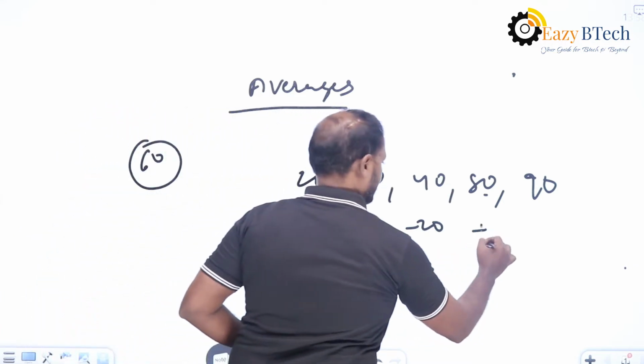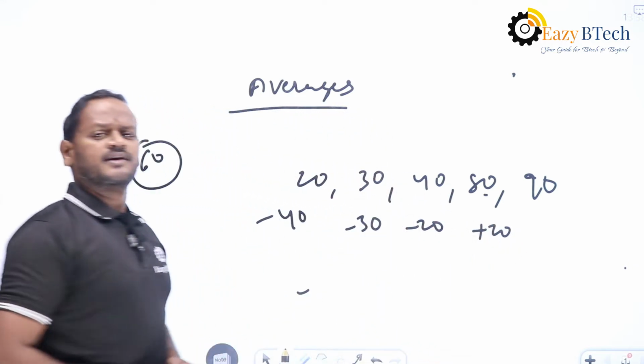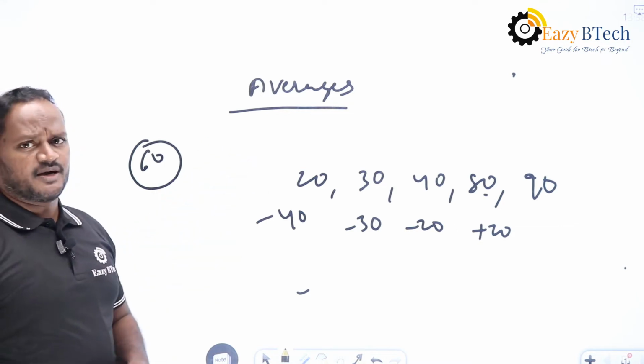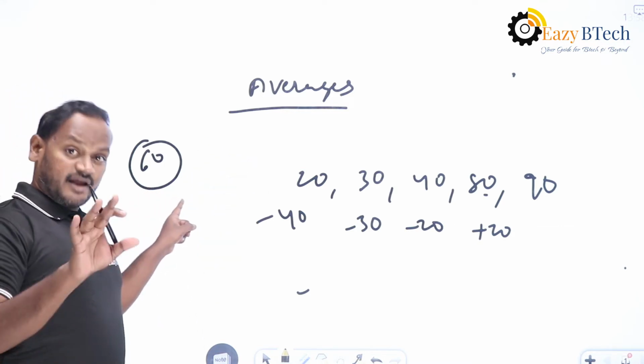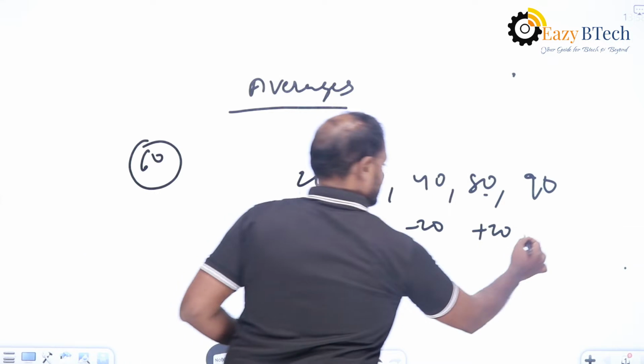That's why plus 20 will be there. Good. And after that, what about 90? 90 means it is 30 extra for a particular 60. 60 is nothing but temporary average. Okay? Right, good. Yes, plus 30 will be there.